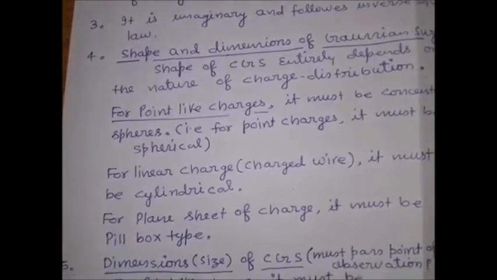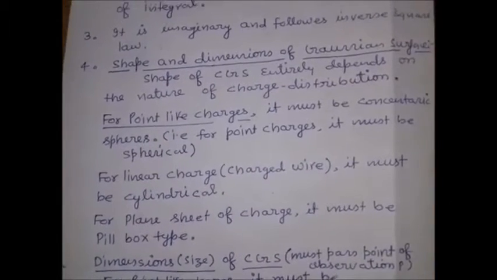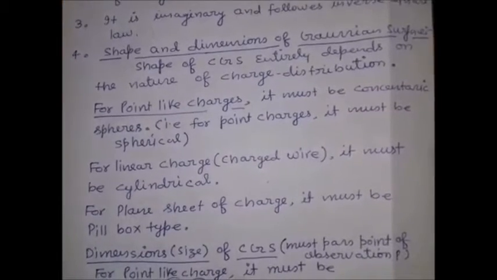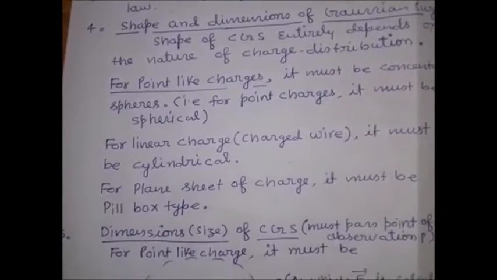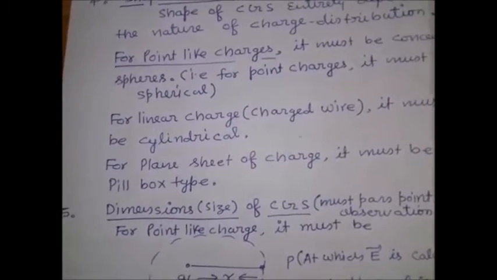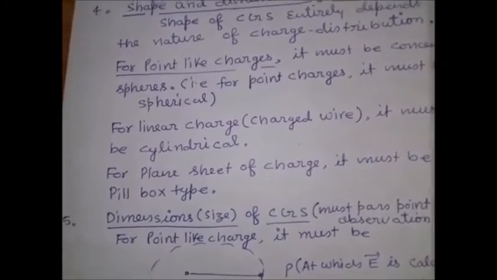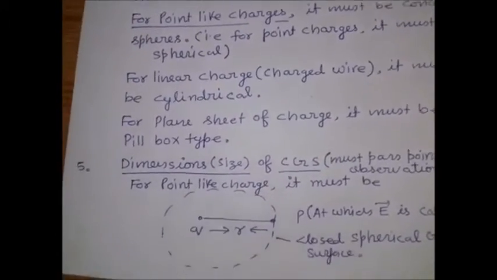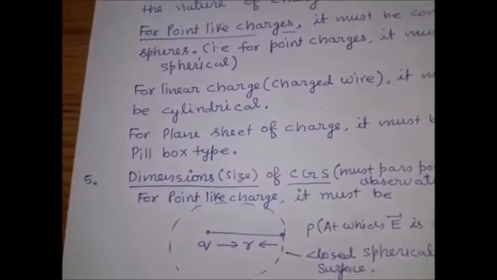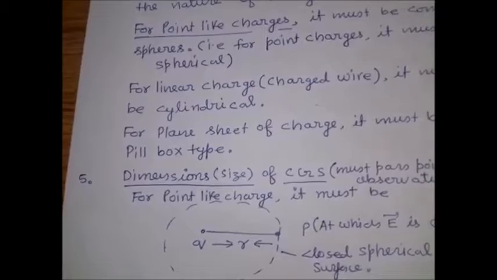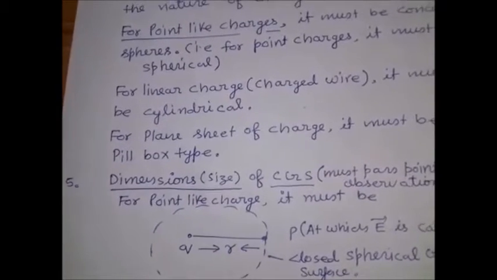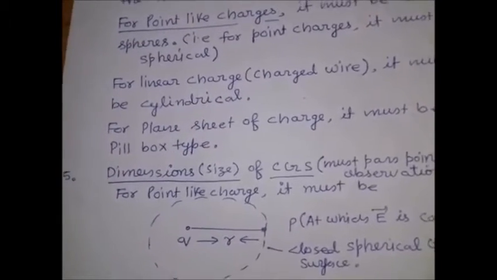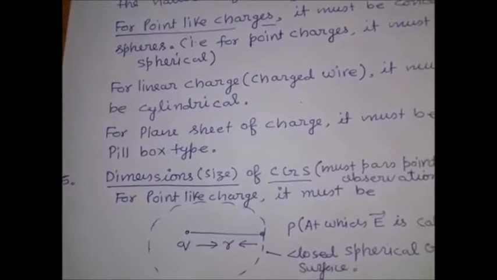Okay, so for point-like charges, it must be concentric spheres. It means for point-like charges, it must be spherical in shape. For linear charge distribution, it means due to a charged wire, it must be cylindrical in shape. For plane sheet of charge means if the distribution of charge is at the surface of the sheet throughout the sheet, because a sheet is a two-dimensional figure, okay, and a wire is a one-dimensional figure.